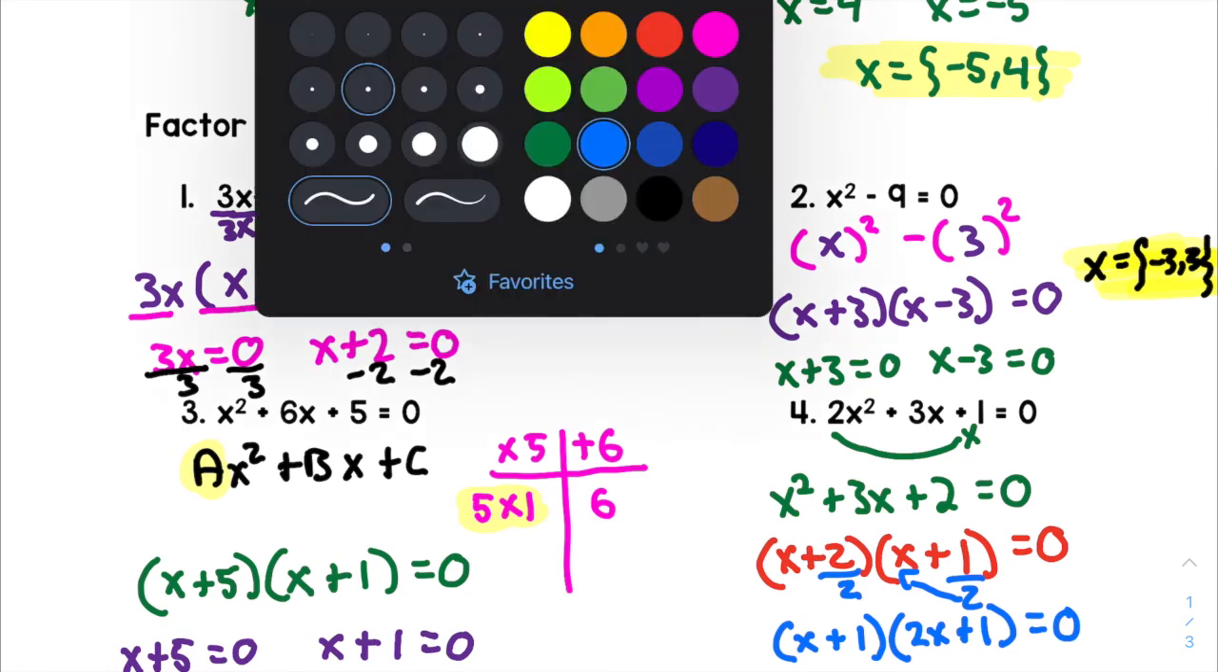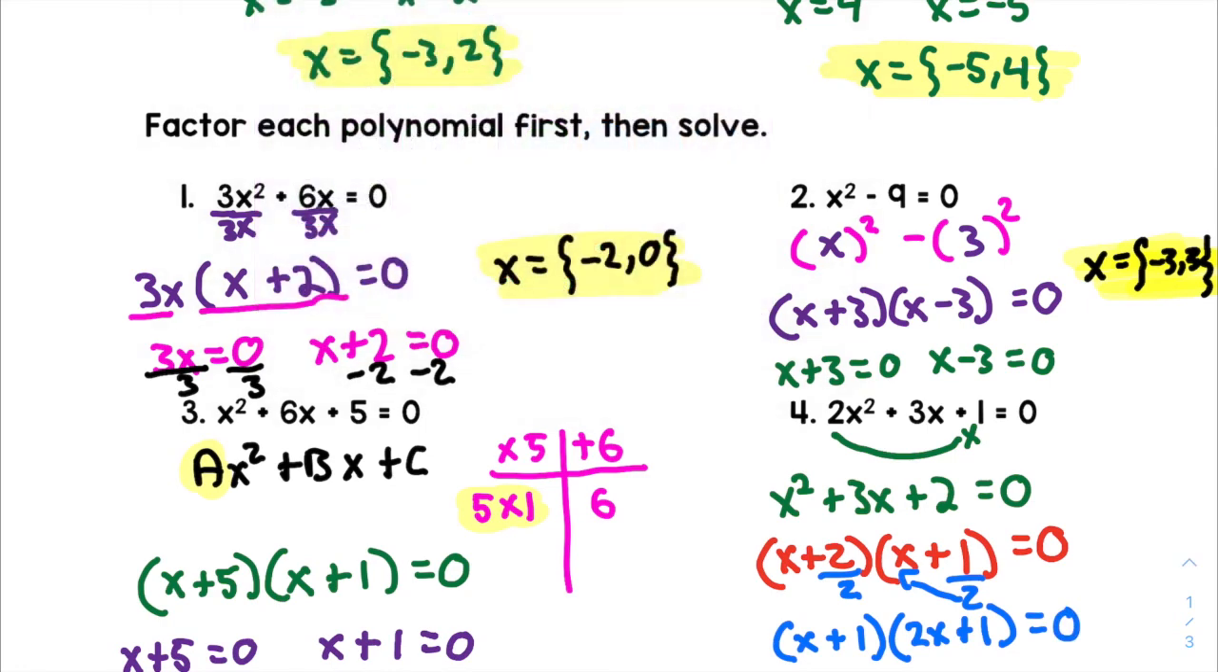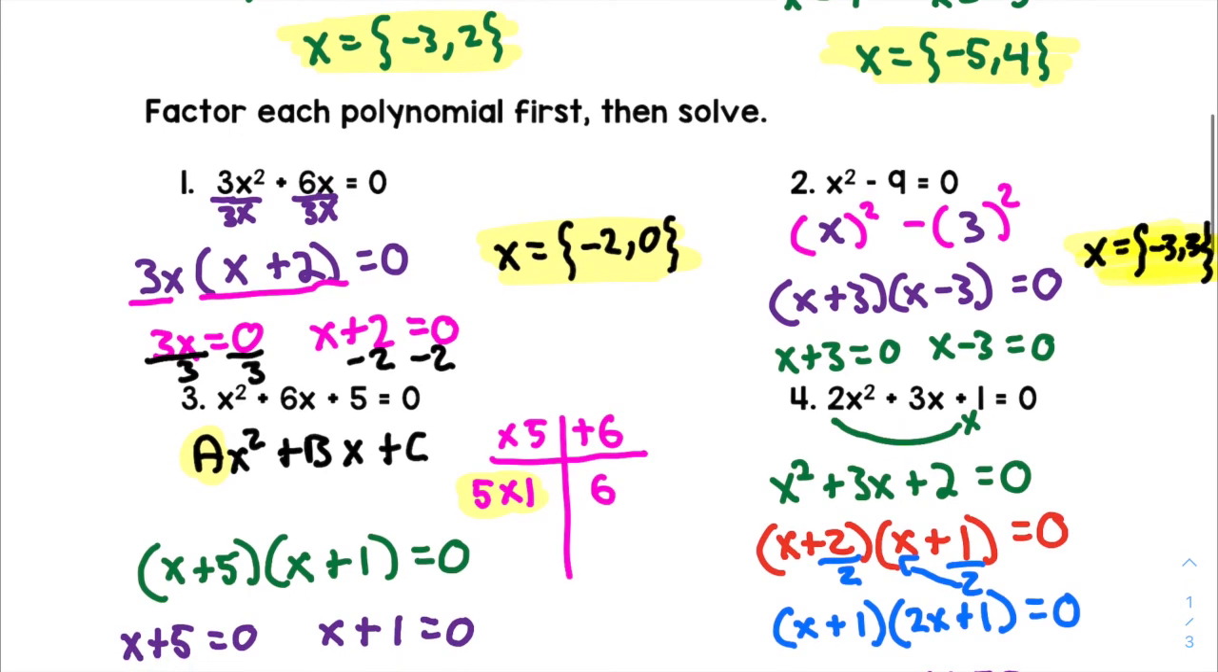We're now going to set both of those factors equal to 0. X plus 1 equals 0. 2x plus 1 equals 0. Solve both of the equations and transfer our solutions into our solution set, representing the answers or solutions to the equation. Solving will give us our two solutions, -1 and -1/2.